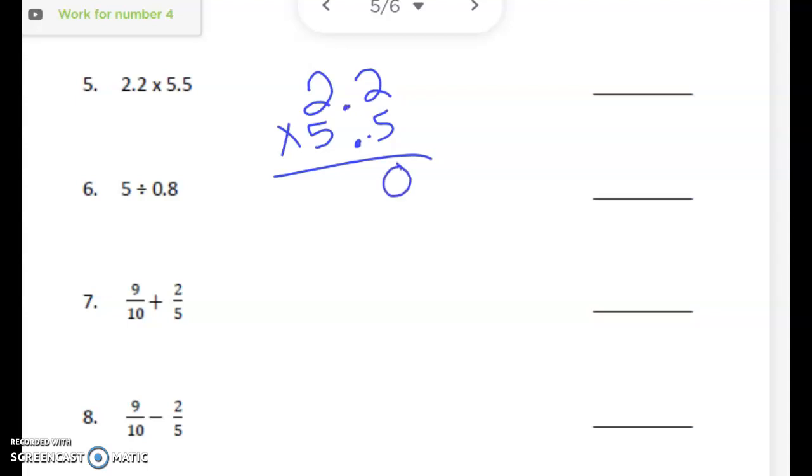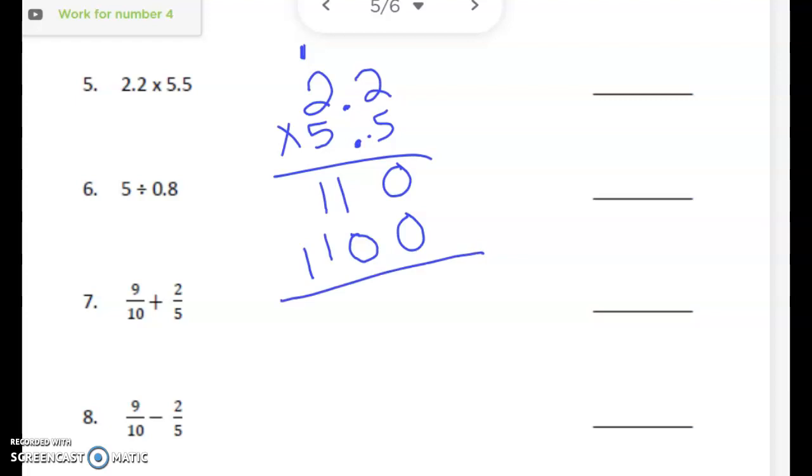5 times 2 is 10, carry my 1. 5 times 2 is 10, plus 1 is 11. Now, I'm going to have to put a placeholder in here because we're now starting in that second one. So 5 times 2 is 10, carry my 1. 5 times 2 is 10, plus 1 is 11.